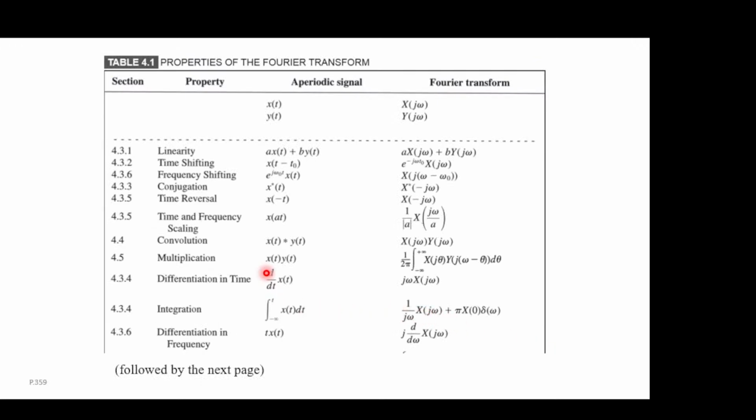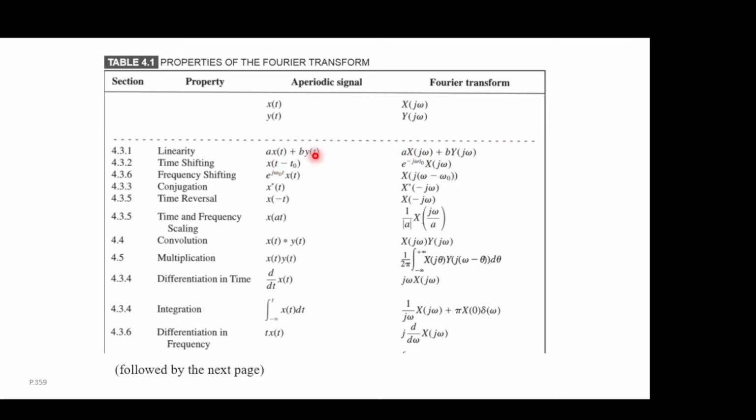So here is a summary of all the Fourier transform properties we had throughout this chapter. For instance, the notation: we assume we are starting with a signal x of t whose Fourier transform is big X of j omega, and y of t whose Fourier transform is big Y of j omega. Then we have linearity, where if your time domain is ax plus by, then your frequency domain is also aX plus bY, with big X and big Y here.